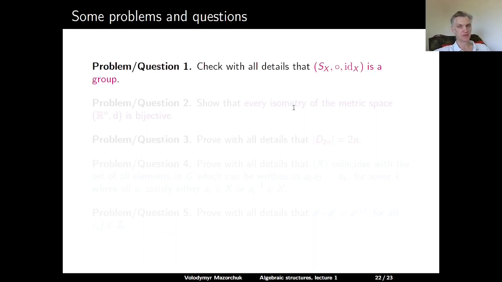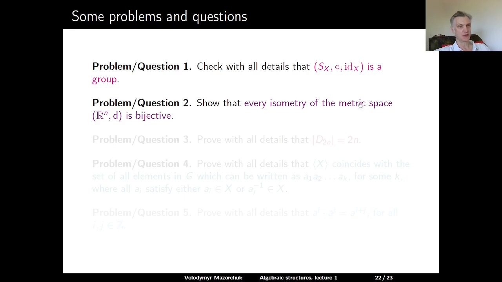Problem question 1. Check with all details that S_X with respect to the composition of maps and with the identity map is a group. Problem question 2. Show that every isometry of any metric space is bijective. In particular of the metric space R to the power n, it's bijective. Problem question 3. Prove with all details that the dihedral group D2 times n, the symmetries of a regular n-gon inscribed in a unit circle, has 2n elements.